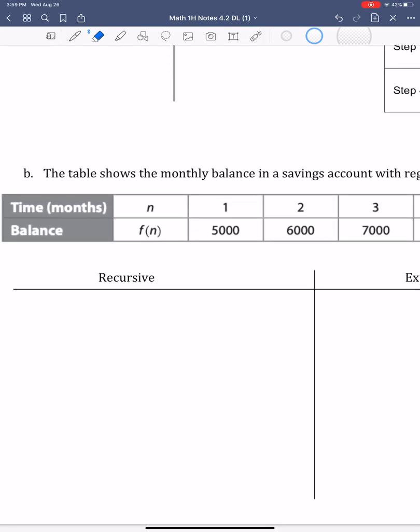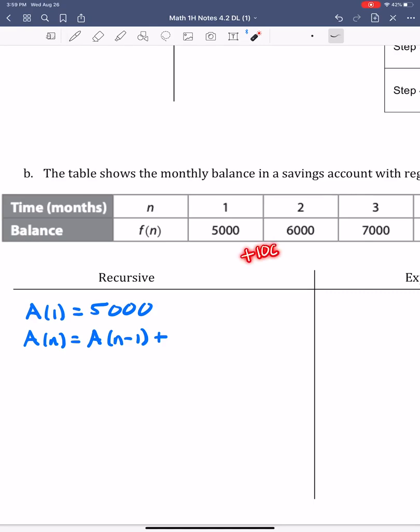So the recursive rule, we need two pieces. First, you need to list what a1 is. Hopefully you're looking at our table here and remembering a1 is the first term, which is 5,000. And then we have a_n equals a_(n-1) plus whatever the common difference is, so whatever we're adding or subtracting. In this case, it looks like we're adding 1,000, right? And we keep doing that, so that's my common difference, my d value, so plus 1,000. And again, we're just setting that part up.